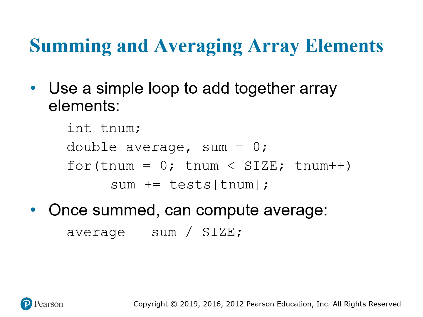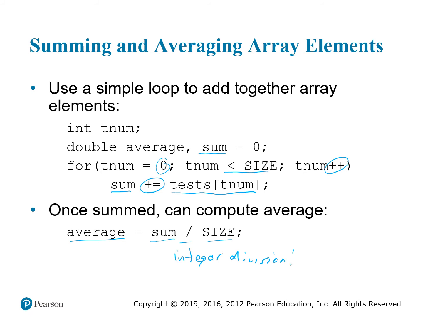You can use a simple loop to sum up the array elements. You just declare an accumulator variable, sum in this case, then sum plus equals tests at tnum, where tnum is the test number, starting at 0, counting up to less than size, plus plus each time. Once it's summed, assuming you know what size is, you can say sum divided by size is average. Keep in mind though, this is integer division.